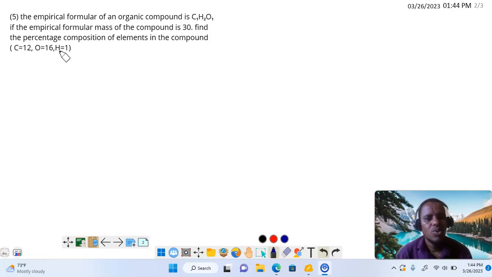Sometimes they can give you the organic compound and its combining ratio, and they will ask you for the percentage composition. So how do you calculate it in such a scenario? This is what you do.